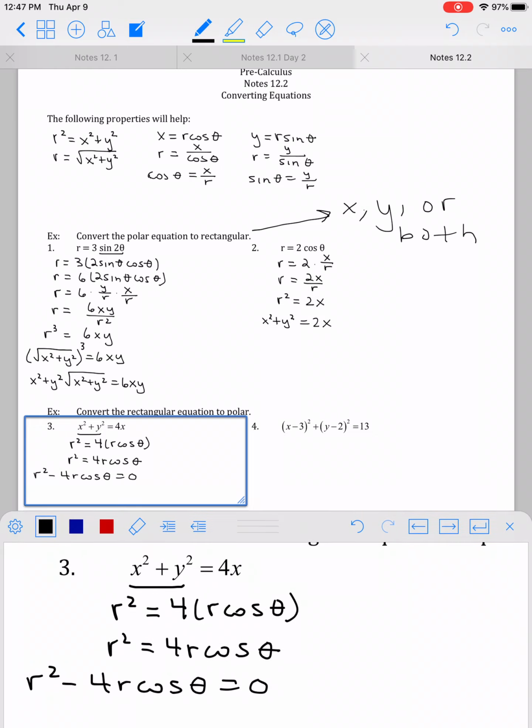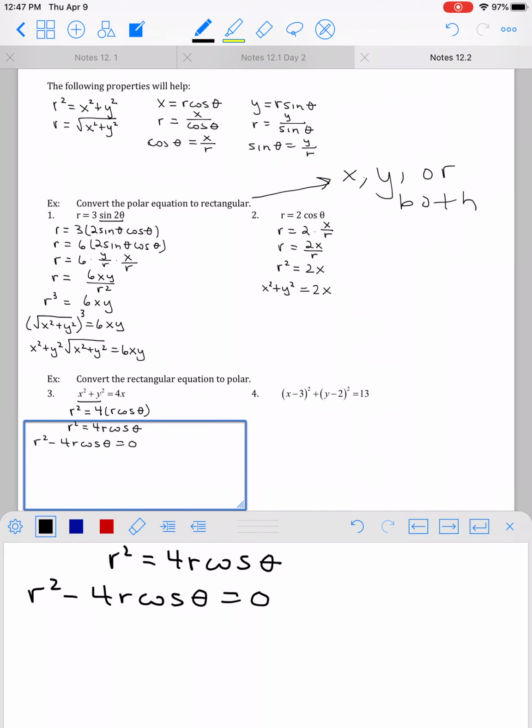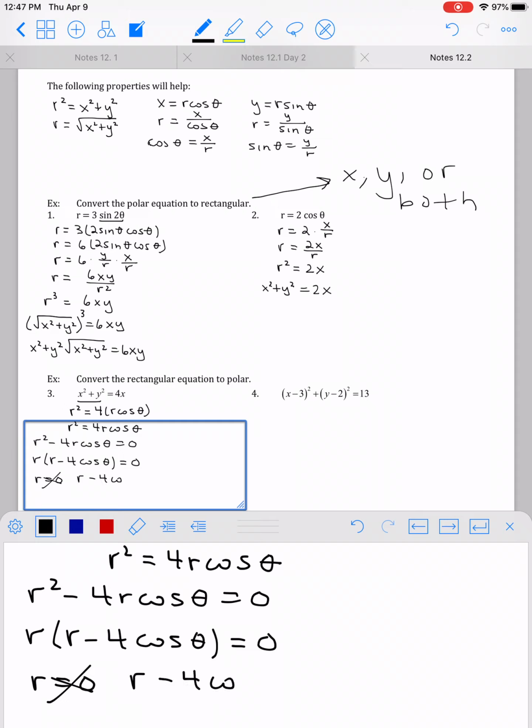Okay, now what we've got, the question I've asked you several times throughout this year, is there are 2 terms on the right side. We're going to factor the GCF. And we're going to end up with r equals 0, and we know we can't have a directed distance of 0. So r minus 4 cosine theta equals 0. So r is equal to 4 cosine theta. And if we look at what we've got there, that could be an equation of a circle, and that's the polar equation that would correspond.